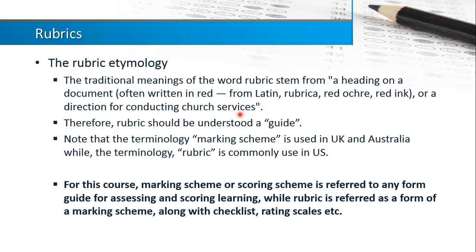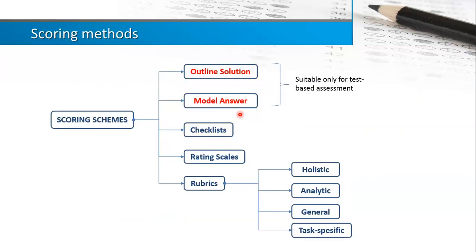All right, so a marking scheme can include rubrics, checklists, rating scales, and so on. So a rubric is a specific form of marking scheme. It's an example of a marking scheme. So when we say marking scheme, we should understand that it can be a rubric, can be a checklist, it can be a rating scale, or it can be something like this.